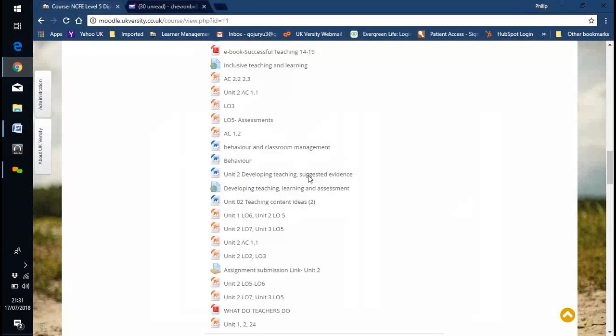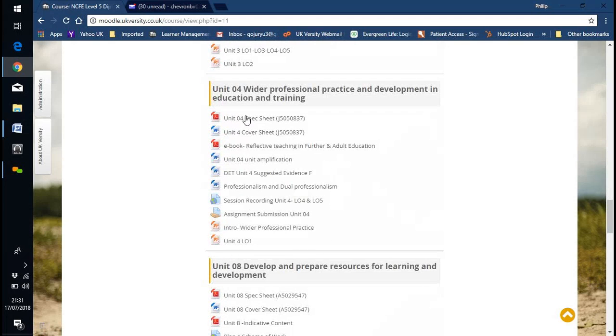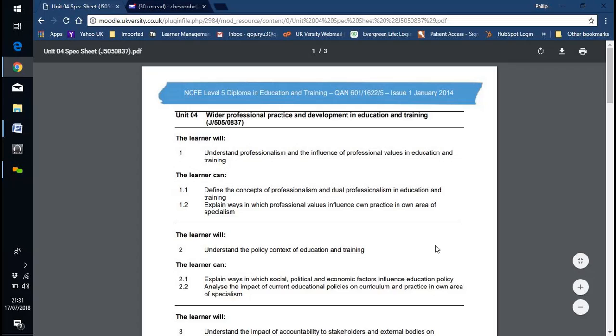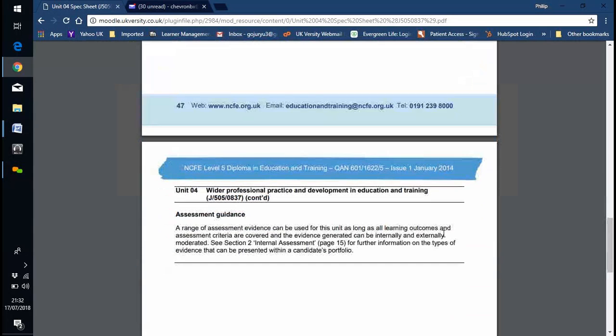If you go to here, let's go to another unit for spec sheet. I think I've read through it, but I don't remember it. Sometimes you'll get assessment guidance here, which is useful for you, because this is what I've got to look at. So a range of assessment evidence can be used for this unit as long as all learning outcomes and assessment criteria are covered and the evidence generated can be internally and externally moderated. See Section 2, Internal Arrangements, for further information on the types of evidence that can be presented within a candidate portfolio.